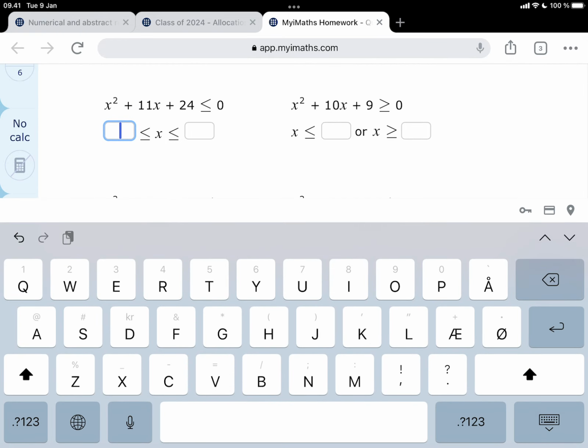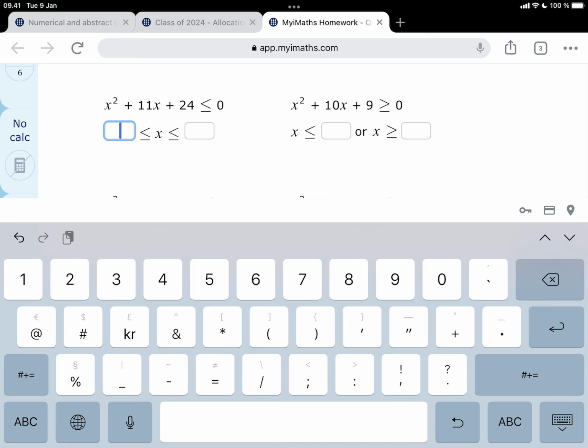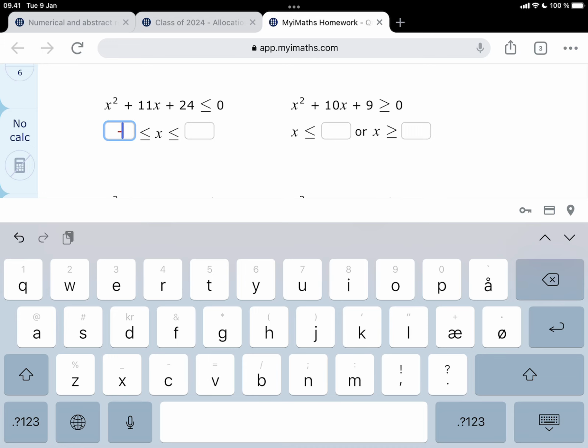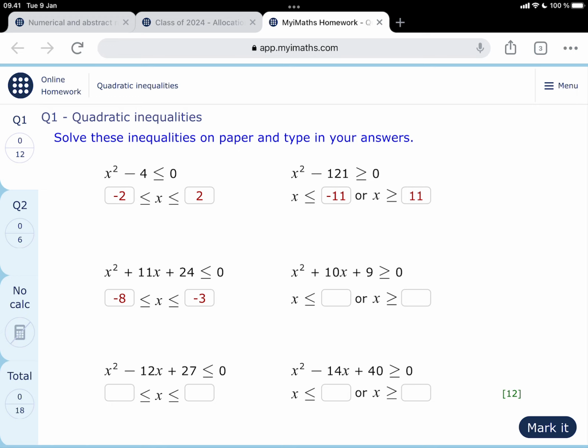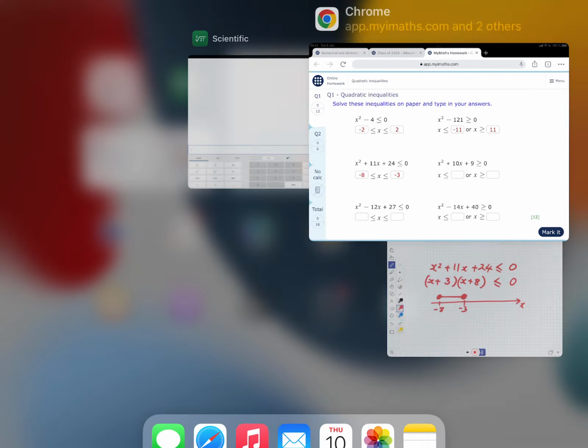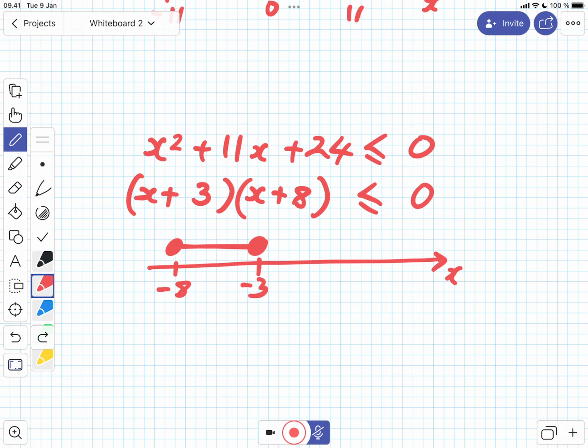X has got to be between -3 and, it should be the other way around, shouldn't it? Because -8 is less than -3. So x has got to be between -3 and -8. More than -8, but less than -3. Let's just check I got that the right way around on that number line. Yes, I did. Okay, so I'm happy with that.